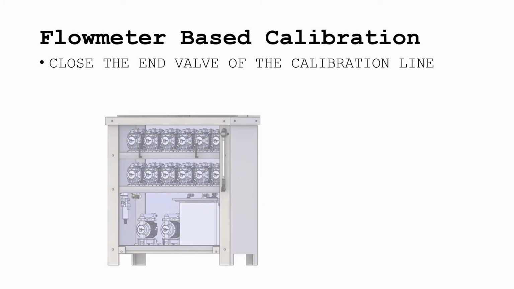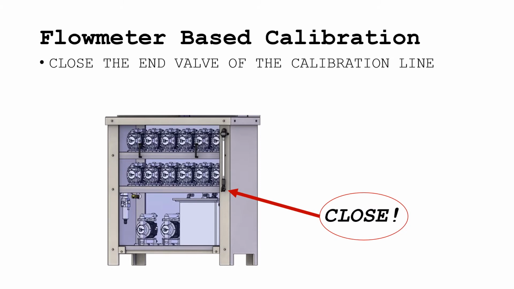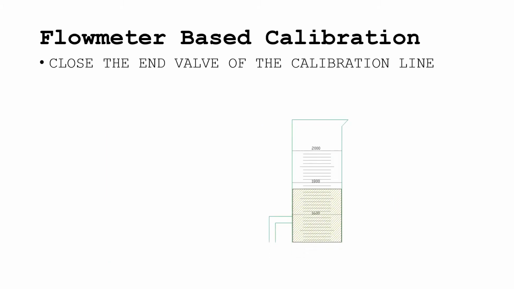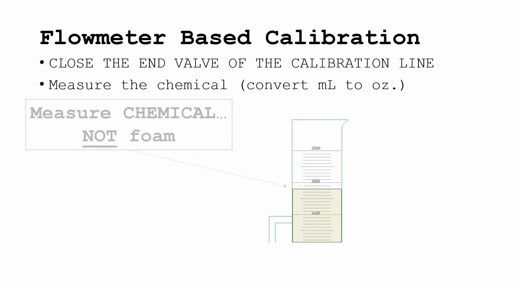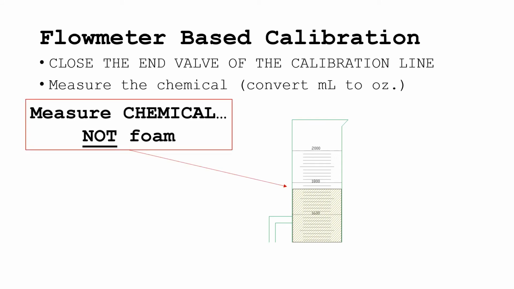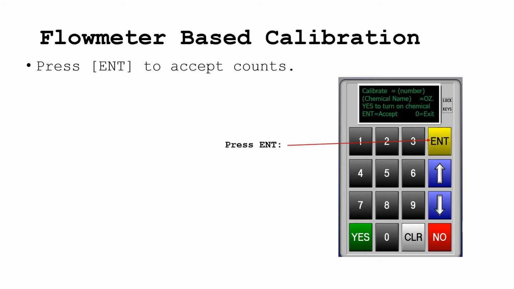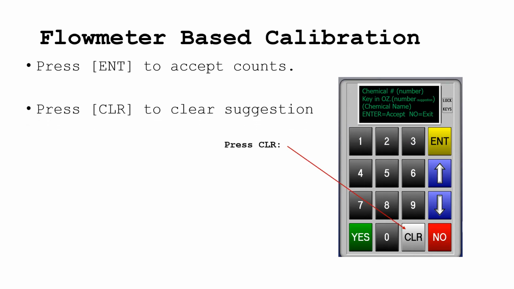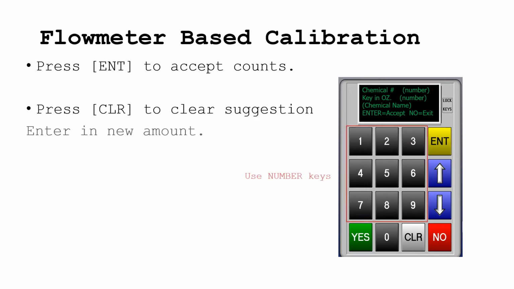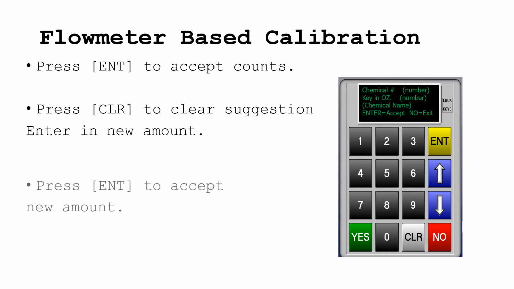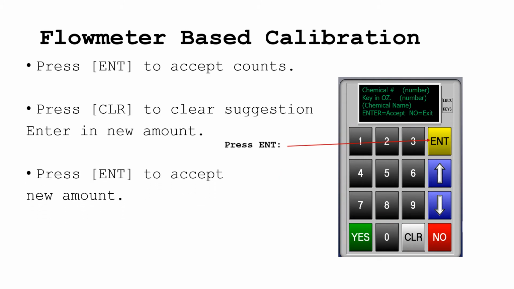Make sure to close the valve at the end of the calibration line, and then place the graduated cylinder on a level surface to accurately read the amount of chemical, being sure to measure the volume of the chemical and not the foam. After you've measured the chemical, press the ENT key to accept the counts. Press the CLR key to clear the suggested amount automatically displayed and enter in the new amount to the 10th place, then, press the ENT key to accept the new amount.